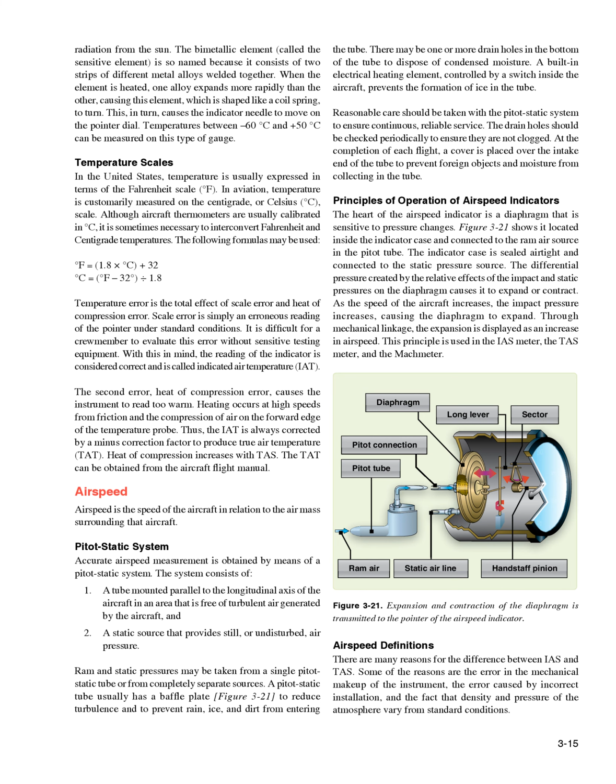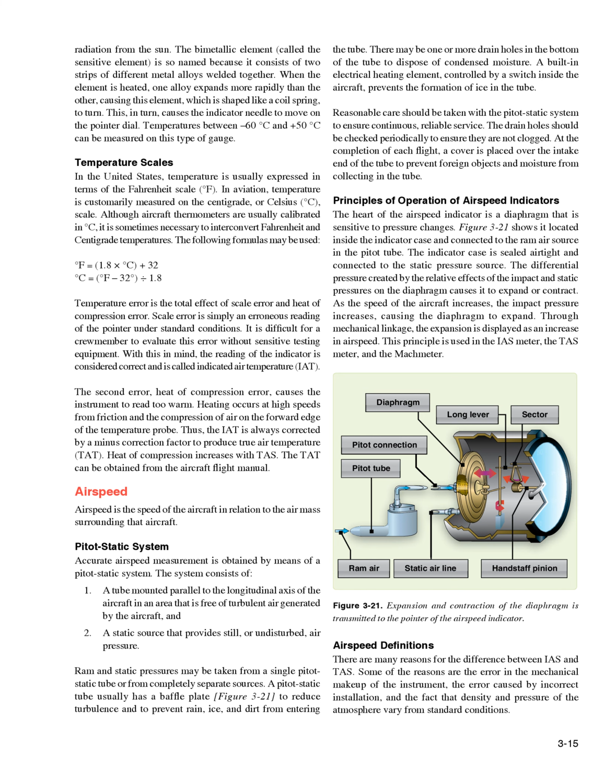Temperature scales. In the United States, temperature is usually expressed in terms of the Fahrenheit scale, degrees Fahrenheit. In aviation, temperature is customarily measured on the centigrade, or Celsius, scale. Although aircraft thermometers are usually calibrated in degrees Celsius, it is sometimes necessary to interconvert Fahrenheit and centigrade temperatures. The following formulas may be used: degrees Fahrenheit equals 1.8 times degrees Celsius, plus 32; degrees Celsius equals degrees Fahrenheit minus 32, divided by 1.8.